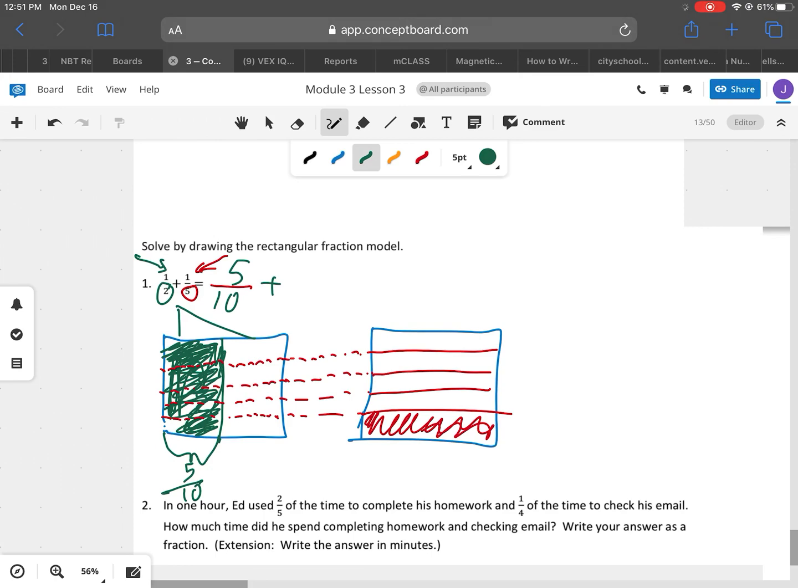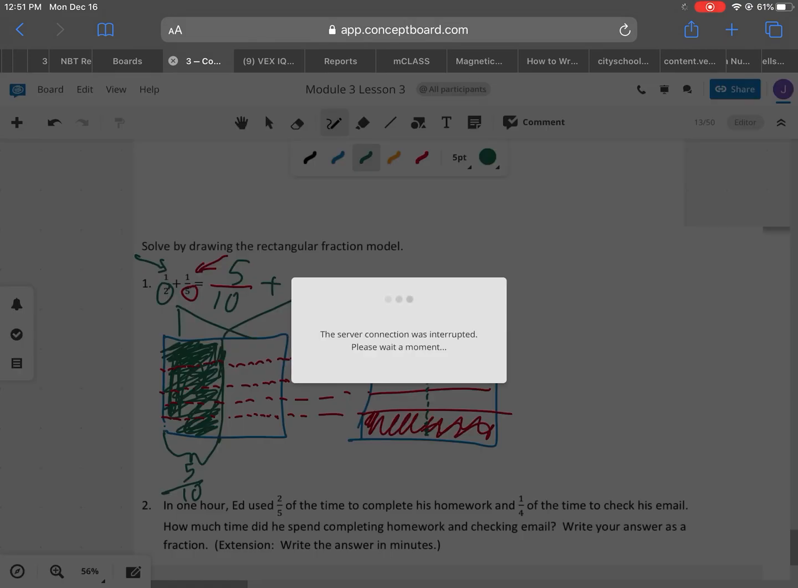I'm going to add that, and over here on the second one, I'm going to divide it by half. So you see, this goes here. So I'm dividing it in half.